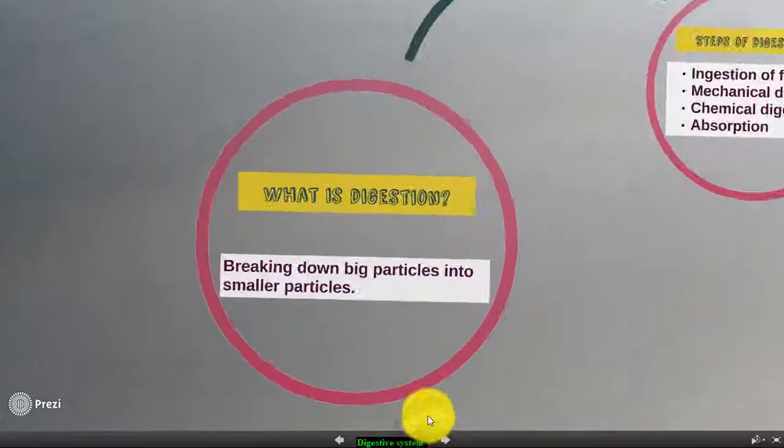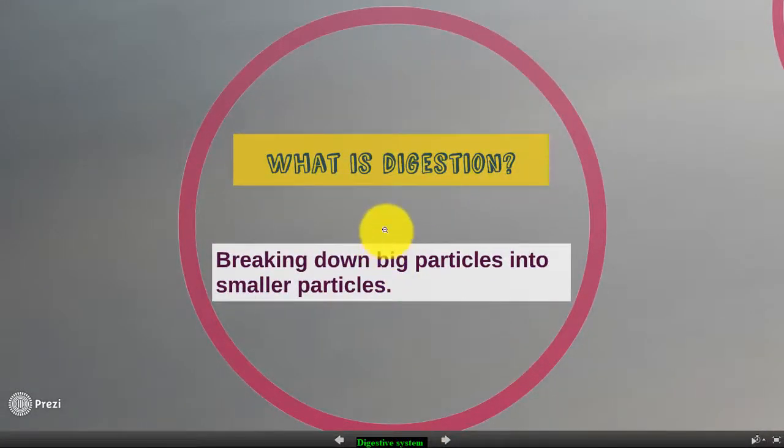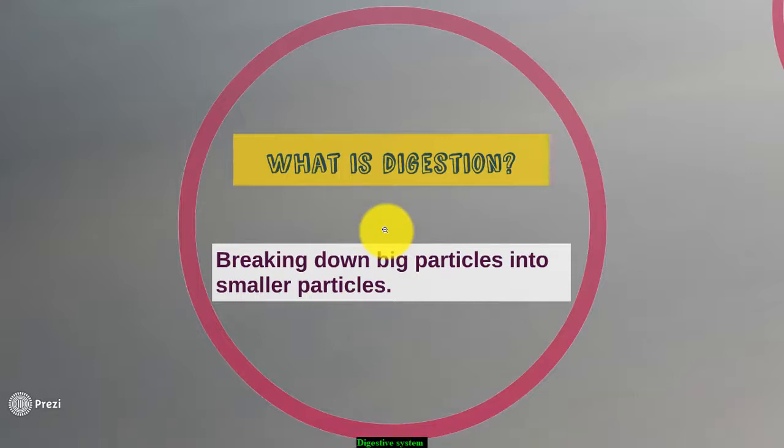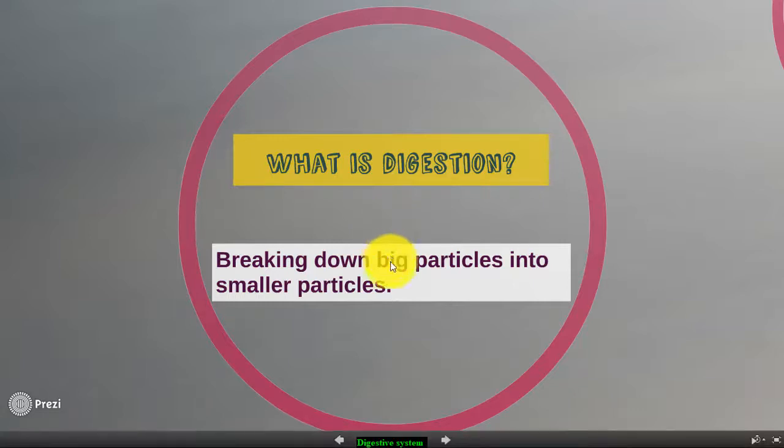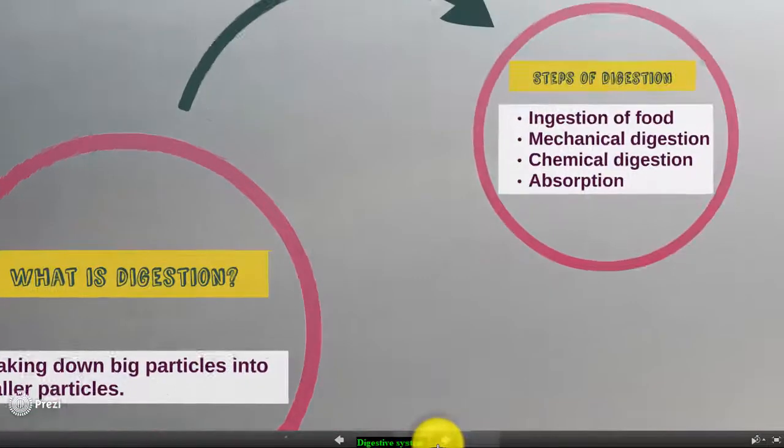To begin with, what is digestion? In this process, food is ingested from the environment, then hydrolyzed or broken into smaller subunits. Then finally, it will be absorbed into the bloodstream from the small intestine. Basically, it means breaking down big particles into smaller particles.